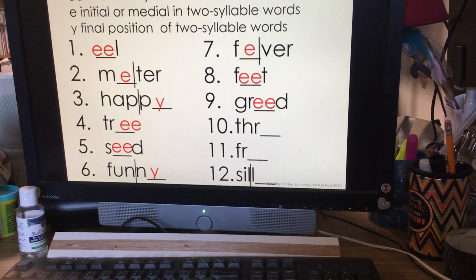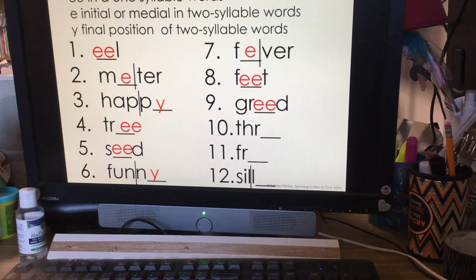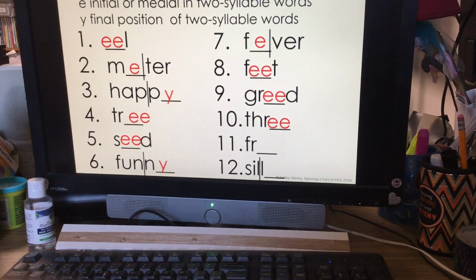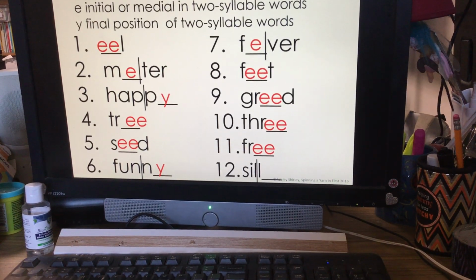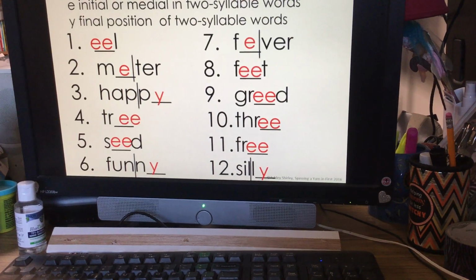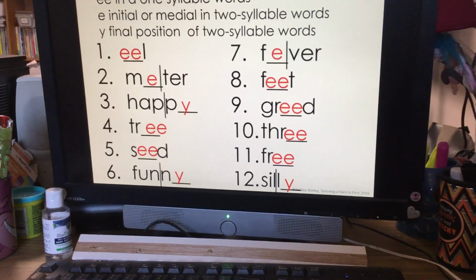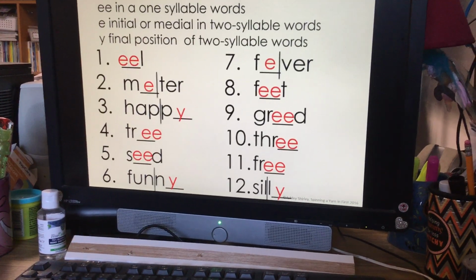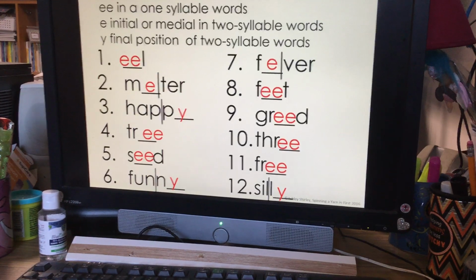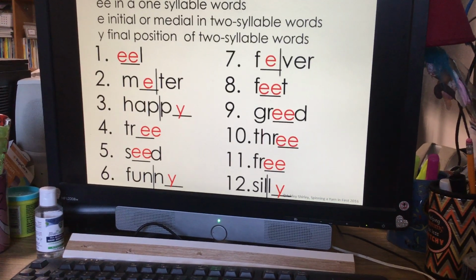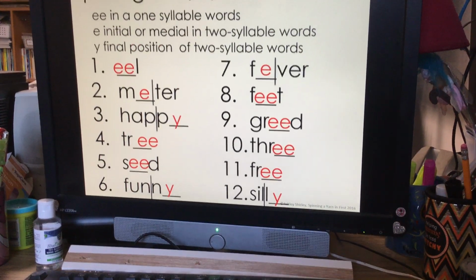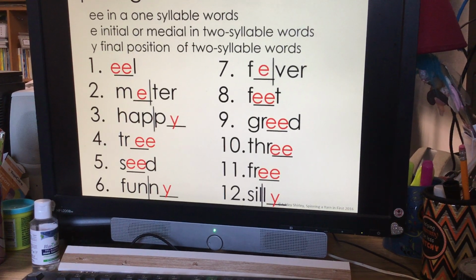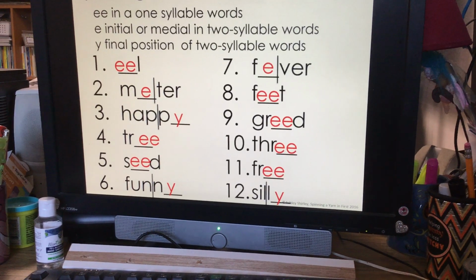Digraph EE. What about three? Digraph EE again. What about free? Very good. And silly. There's that Y again. Good job, boys and girls. Let's read those words one more time. We have eel, meter, happy, tree, seed, funny, fever, feet, greed, three, free, and silly.